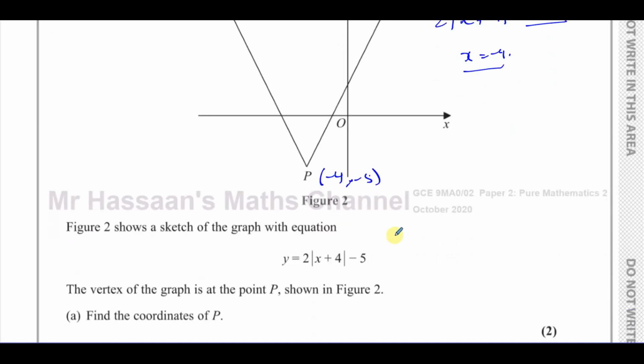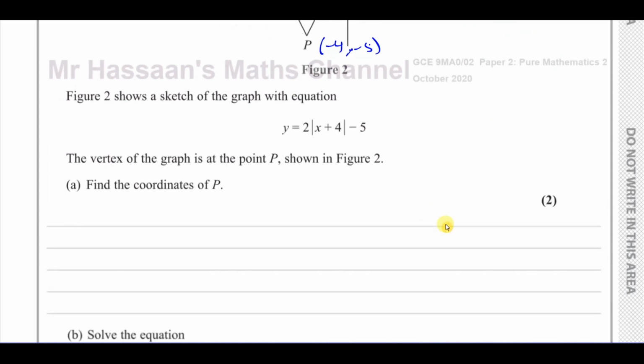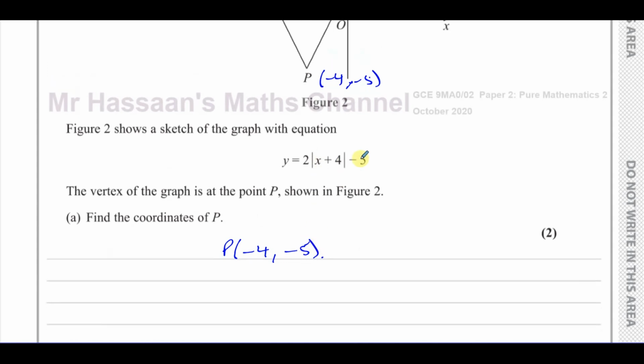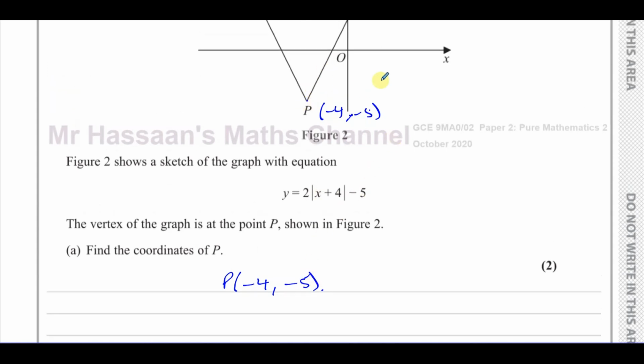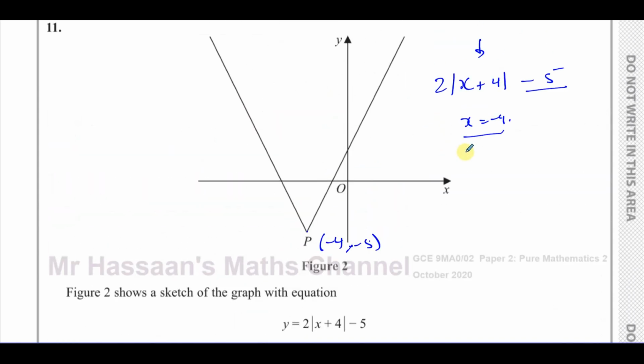As simple as that. It's like completing the square. You look at the modulus function, and whatever's inside the bracket, you put here as minus 4, and then whatever's outside, minus 5. So when x equals minus 4 and y equals minus 5, that is the vertex. Those are the coordinates of this vertex here. That's by far the easiest way of finding the coordinates of the vertex.